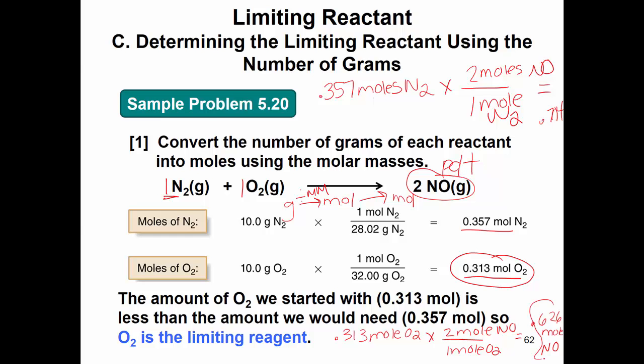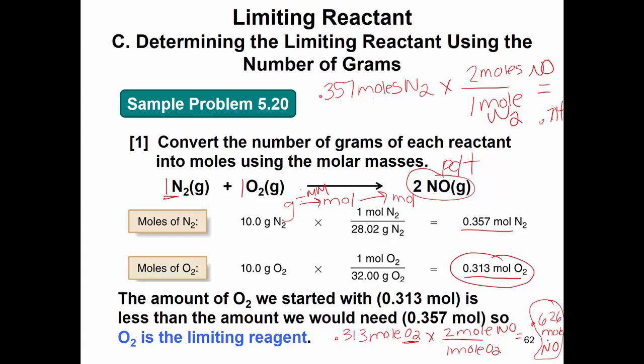So no matter what, oxygen is still our limiting reactant. Remember, your reactant is on the left of the arrow. Okay, so oxygen is our limiting reactant, and we could produce only 0.626 moles of NO.